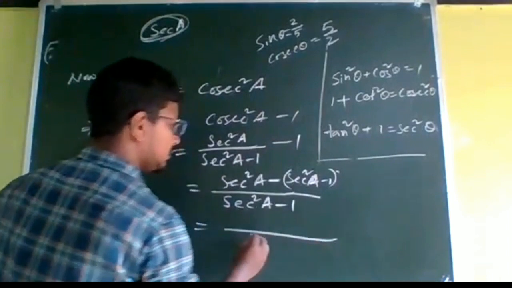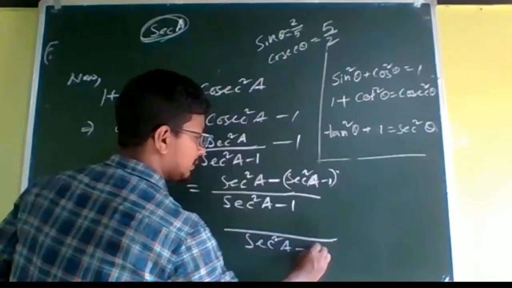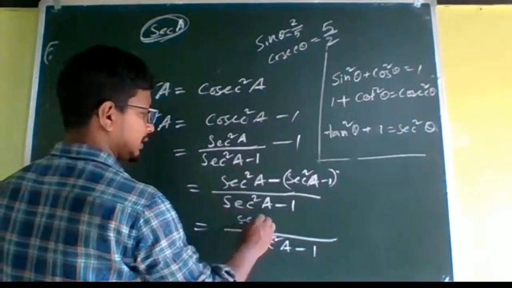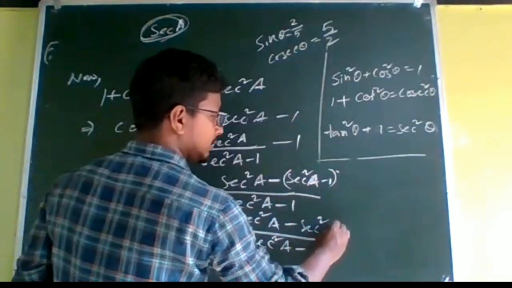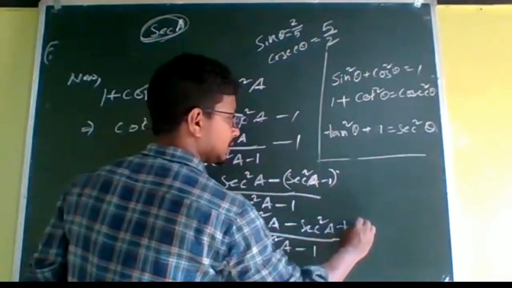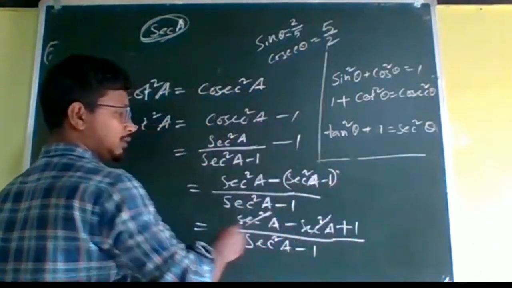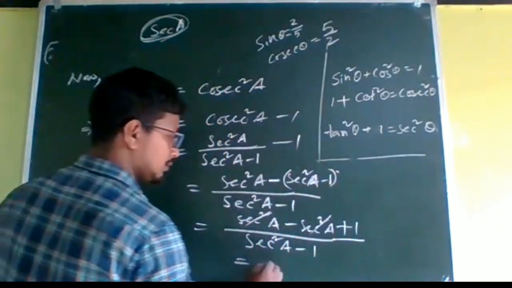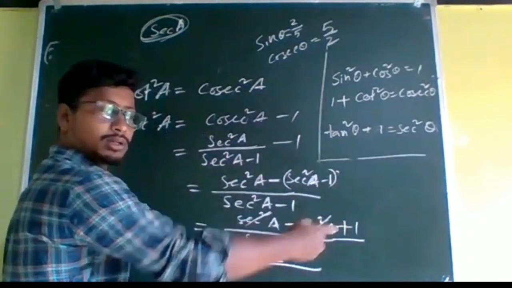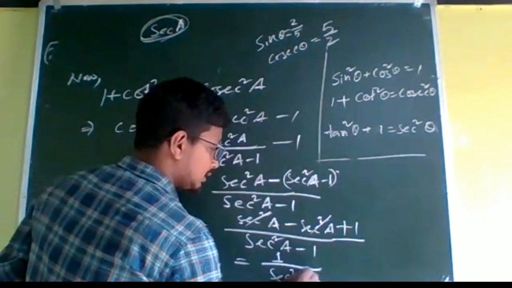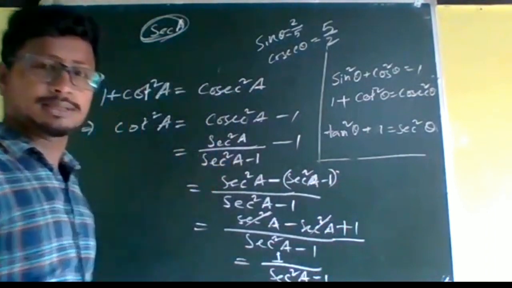So what will we get here? The denominator is similar, only sec square A minus 1. Then here, sec square A minus sec square A, and minus the plus 1. This both will be cancelled. So what remains? 1 by, this is 1, only the numerator 1 remains. The denominator will be sec square A by 1. Yes?